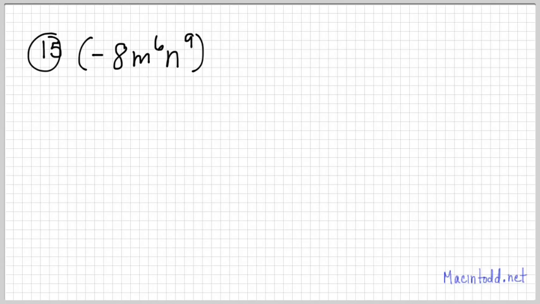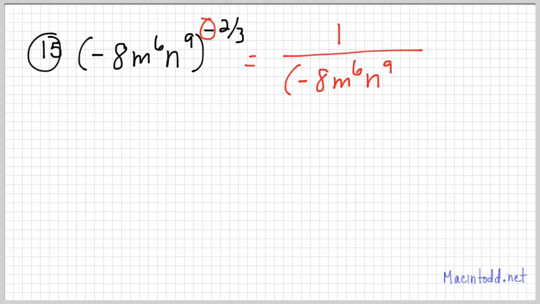And finally, number 15, negative 8m to the 6th n to the 9th raised to the negative 2/3. A lot of people have a hard time with that negative. It just means do the reciprocal of what's below it. So it's the same problem as this, now to the positive 2/3. There's a lot of ways to work this. What I'm going to do is I'm going to go ahead and use the 2 here, and I'm going to square everything. That's what that 2 means to do.